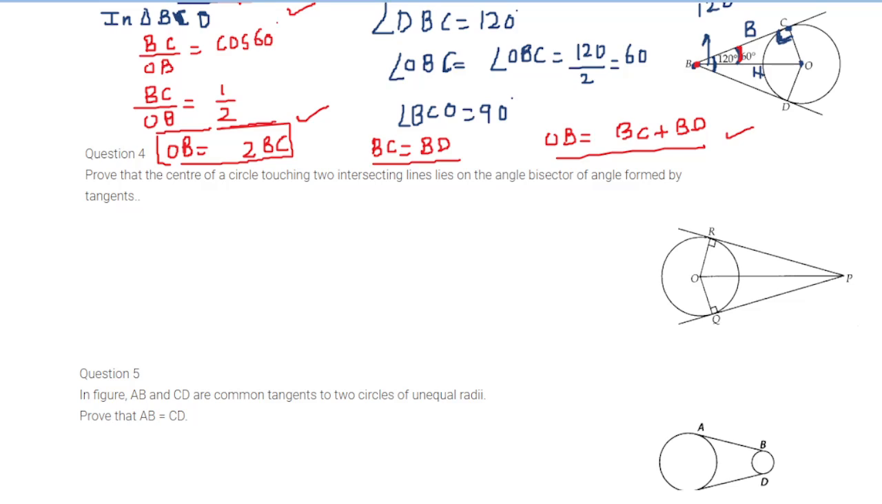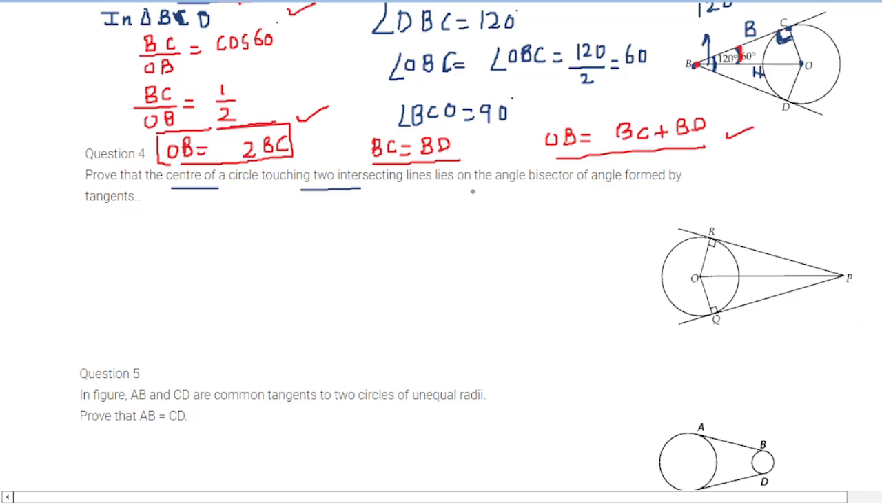Now in the next question, question number 4, we have to prove that the center of a circle touching two intersecting lines lies on the angle bisector of the angle formed by the tangents. Here two tangents are given, PR and PQ, from the external point P, and O is the center of the circle. We have to prove that OP is bisecting angle RPQ. Let's name this angle 1 and this is angle 2.